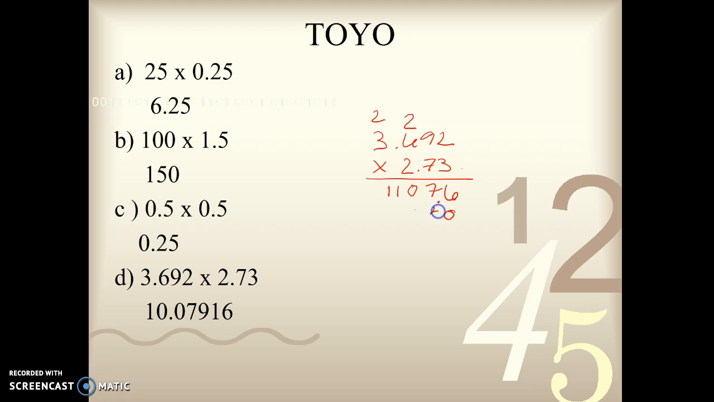7 times 2 is 14. 7 times 9 is 63, plus 1 is 64. 7 times 6 is 42, plus 6 is 48. 7 times 3 is 21, plus 4 is 25. And last line here, 2 times 2 is 4. 2 times 9 is 18. 2 times 6 is 12, plus 1 is 13. 2 times 3 is 6, plus 1 is 7. And now let's add these up.